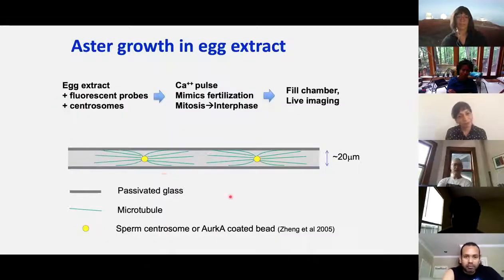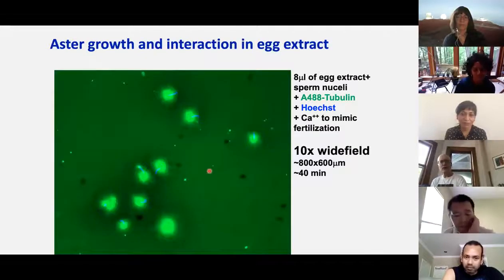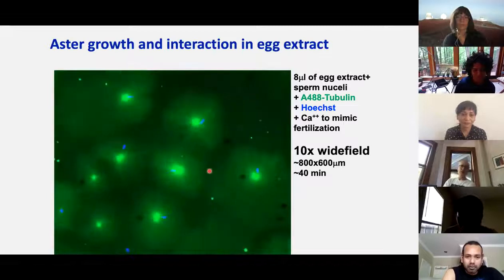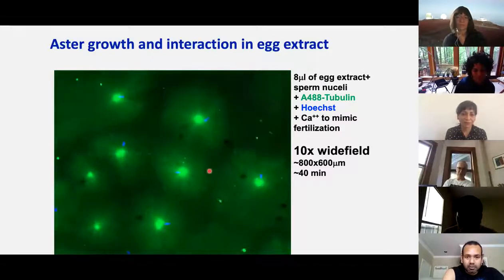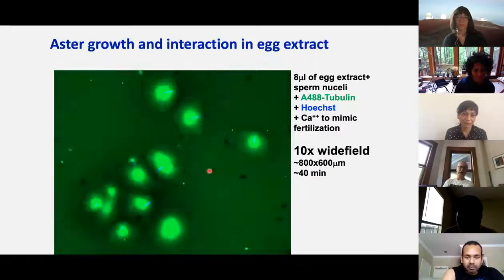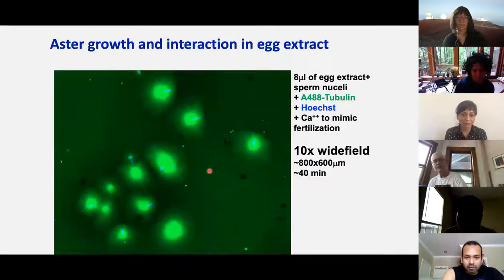And the typical setup for an extract experiment is shown here. We build a chamber of two passivated cover slips spaced about 20 microns apart. We get our extract, we add fluorescent probes and either centrosomes or an artificial centrosome. We add calcium to trigger interphase to mimic fertilization, fill the chamber and start imaging. And here's actually quite an old movie at low mag, just with a 10x objective. And you can see here asters growing, and also I hope you can see that they start rather clustered. I think this is just random, and they're moving apart. And I'll come back to that moving apart in a minute.